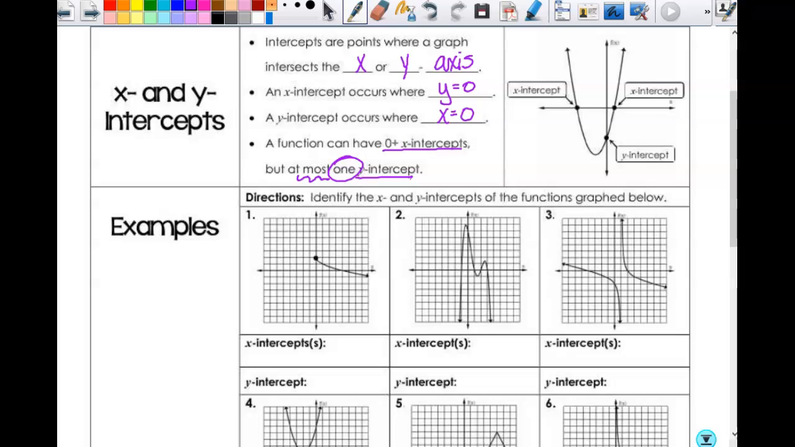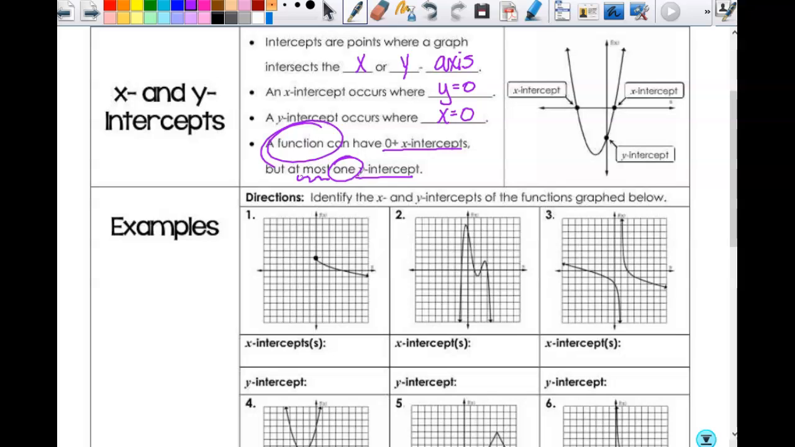Because it wouldn't be a function. If I have 2 y-intercepts, that means I got 2 y values for that one x value, and it's not a function. I'm specifically talking about functions now, not relations.